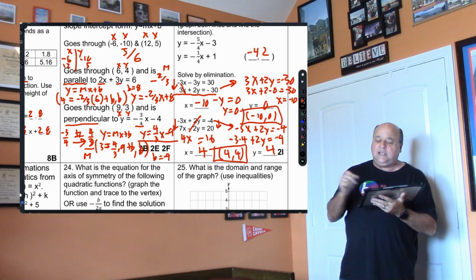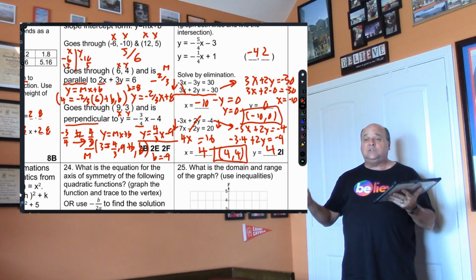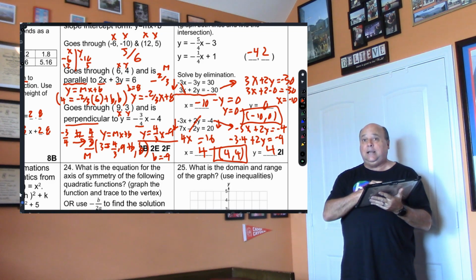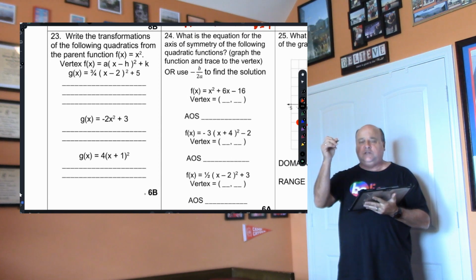Remember, you are finding the intersection point of these lines. So if it's ax plus by equals c, I will teach you how to do that by elimination. Let's continue on. Number 23, we're almost done.